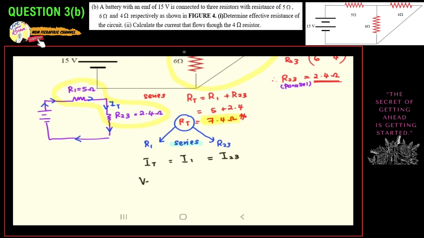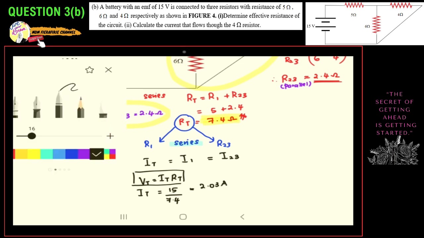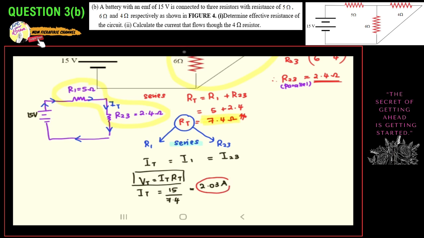Okay, so V total is equal to I total times R total. So now we want to calculate I total, which is equal to V total, given as 15 volt, over R total, which we already calculated as 7.4. And finally, I is 2.03 ampere. This value is also the same value of current that passes through R1 and passes through R23, which is 2.03 ampere.